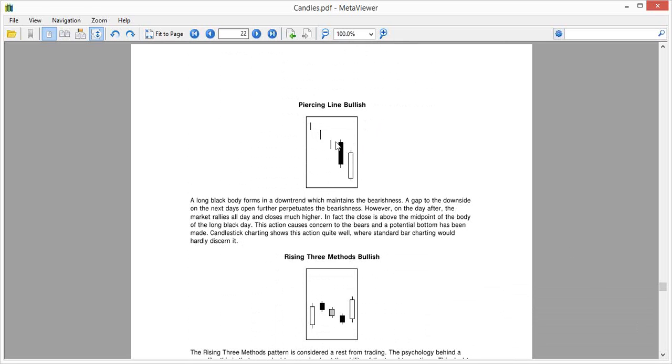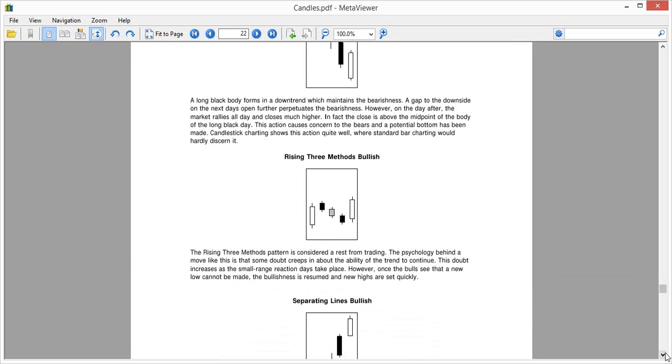So we can see it again, okay, long black candle, but the body of the bullish candle has closed above the midpoint. Okay, so it's a piercing bullish candle. It's pierced back above, and a potential bottom may be in place.